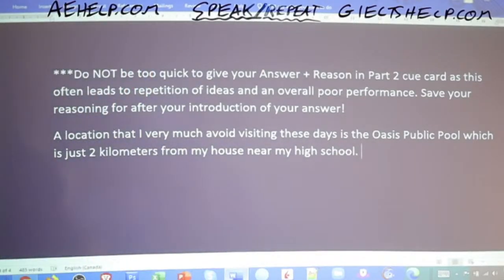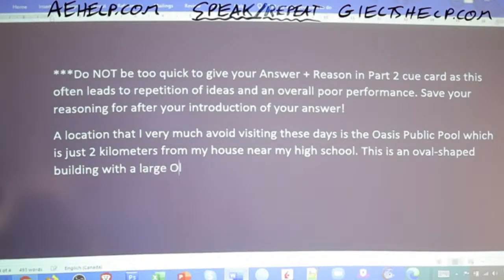Good. Next comes the description, right? So this is an oval shaped building with a large Olympic sized swimming pool.